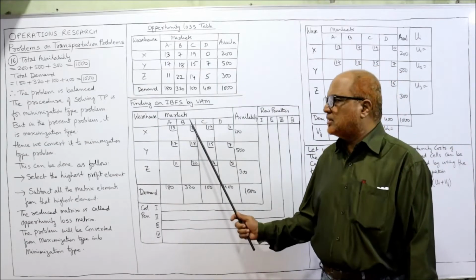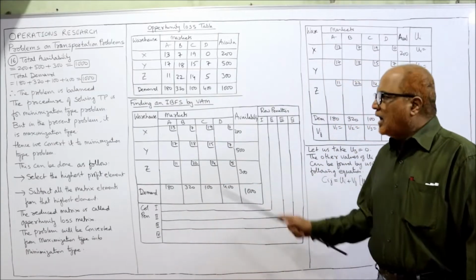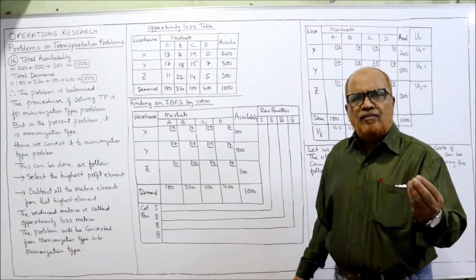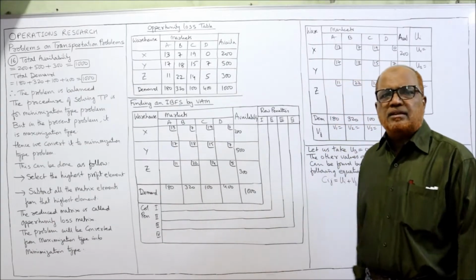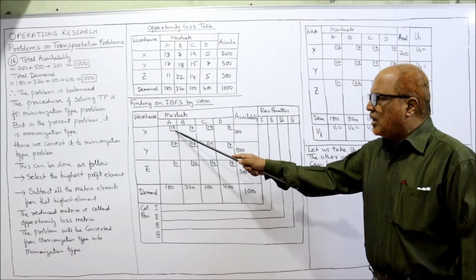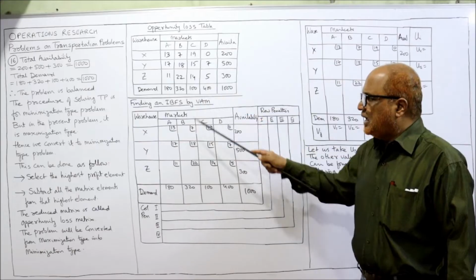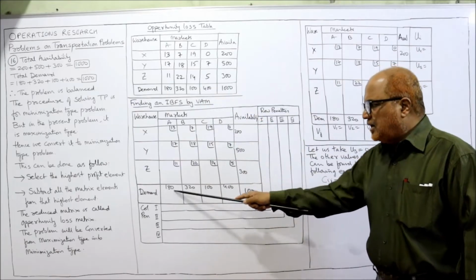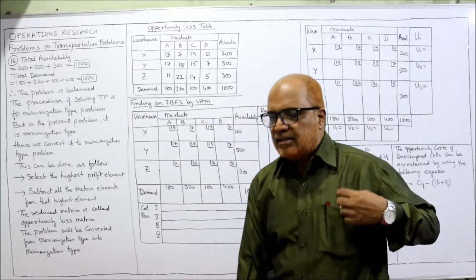Vogel's approximation method. So we need row penalties and column penalties. I have prepared the table as usual. Every problem from the first problem onwards we are doing the same thing. This is the VAM method. In the upper right corner I have taken all the costs 13, 17, 11, 7, 8, 22 like that, and the demand and supply. Now I am going to start the penalties.